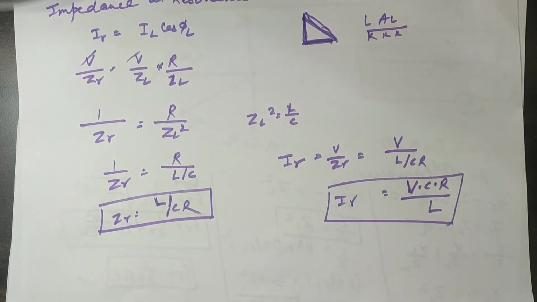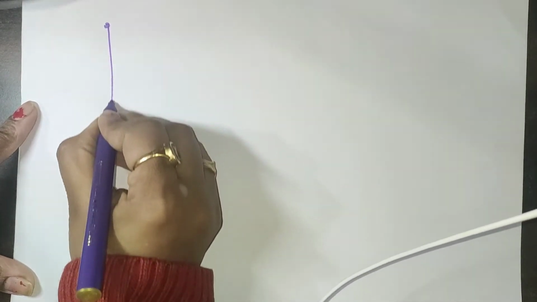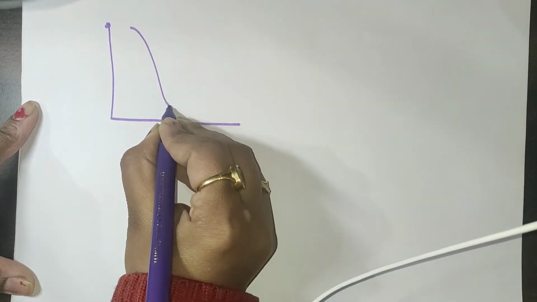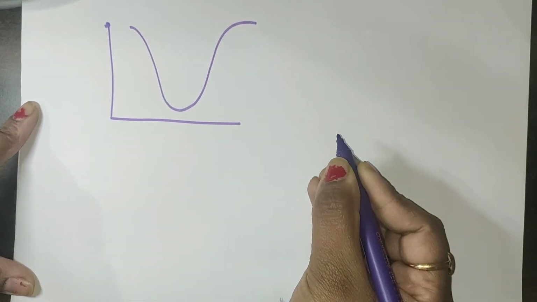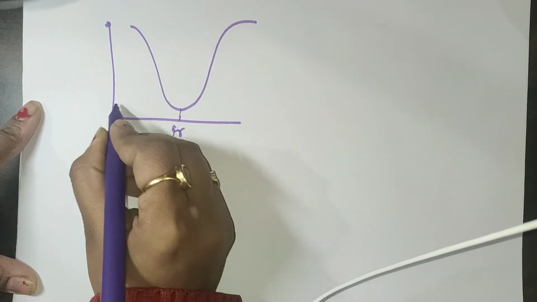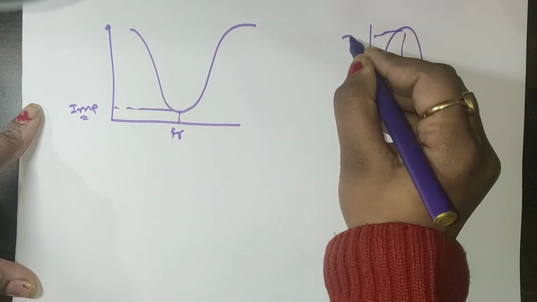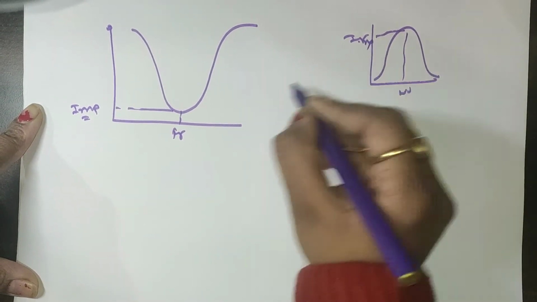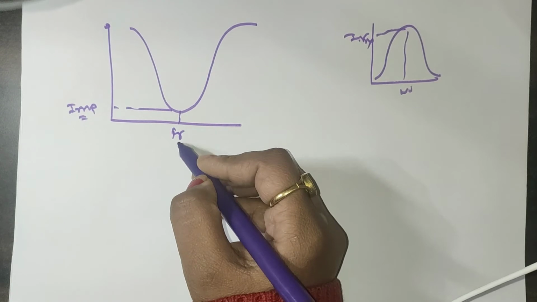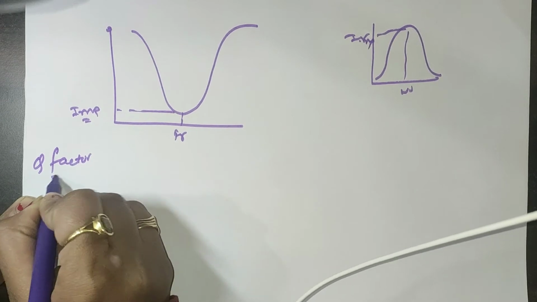Okay, now how can you represent the graphical representation of parallel resonance? That is the reciprocal of series resonance. That is your resonance frequency. At resonance frequency, you get minimum IRMS. In series resonance, you get maximum IRMS at that resonance frequency. This is your series resonance IRMS value. But in parallel resonance, you will get minimum IRMS value.